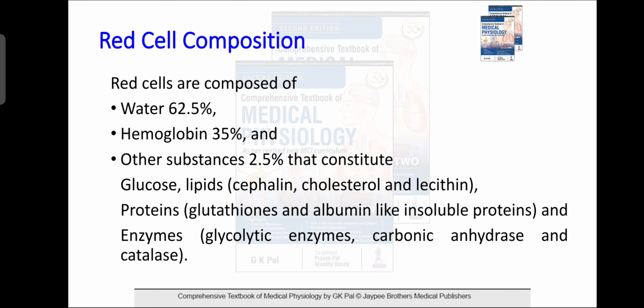Now we see the red cell composition. RBC are composed of water 62.5%, hemoglobin 35%, and other substances 2.5% that constitute glucose, lipids, cephalin, cholesterol and lecithin, proteins, glutathione and albumin like soluble protein, and enzymes like glycolytic enzymes, carbonic anhydrase and catalase.